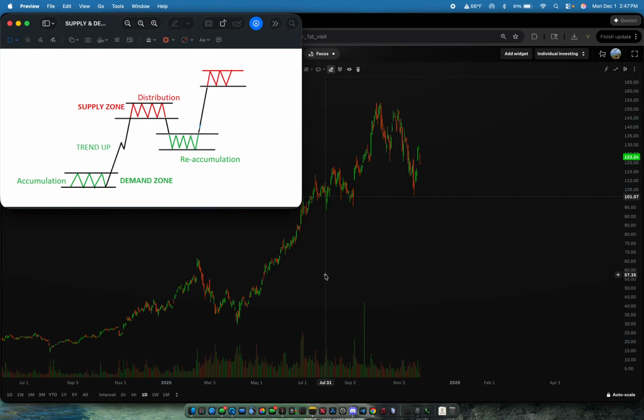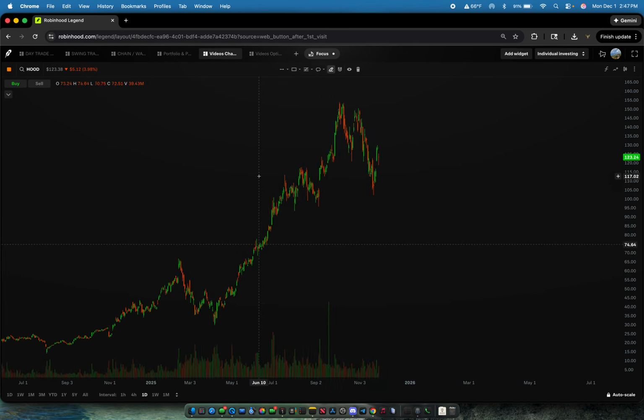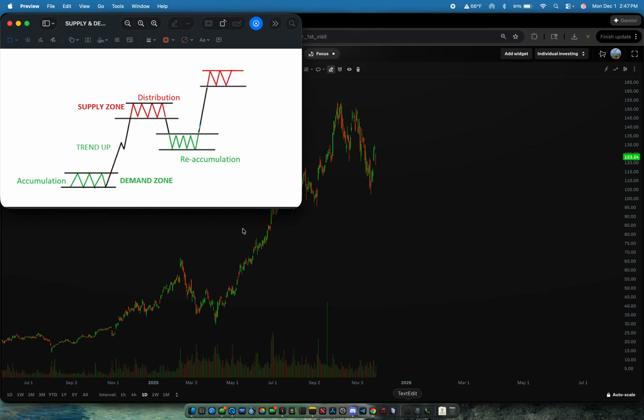Good afternoon, everybody. We're going to make a video on supply and demand zones, how to identify them, how to use them, etc. I'm going to use a Robinhood chart, for example, in today's video. I'm going to go very basic on this for you guys. I'm not going to go too extreme, but it's very simple.